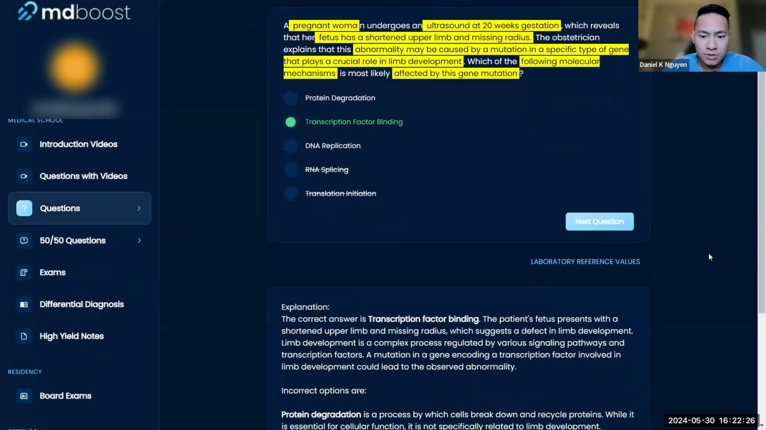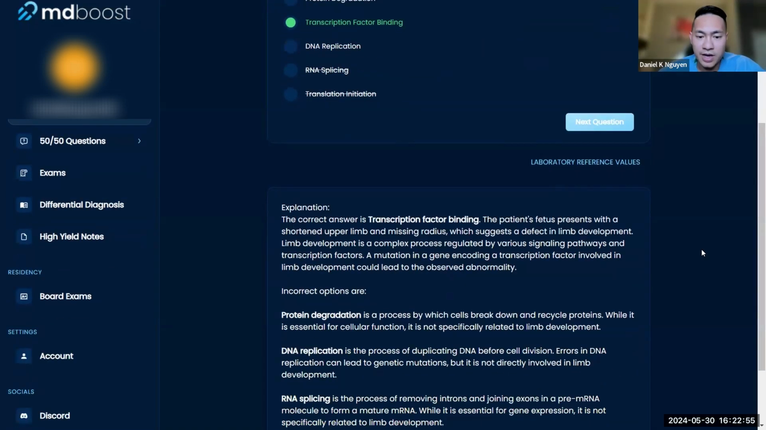Yeah, good. So this is kind of the things that I'm thinking about. A fetus with shortened limbs, radius, suggestive of limb development complex, usually various signals. So you think of Hox genes and things like that, if you just keep that in the back of your mind too, right? Those kind of genes. The FGF stuff is more, is that achondroplasia? I can't remember. That could be achondroplasia. But yeah, Hox genes, things like that, those are all transcription factors.